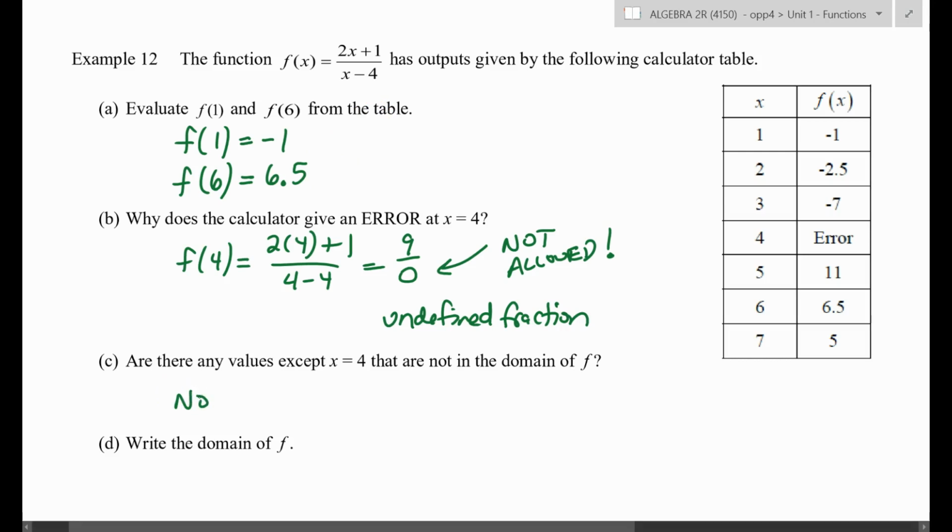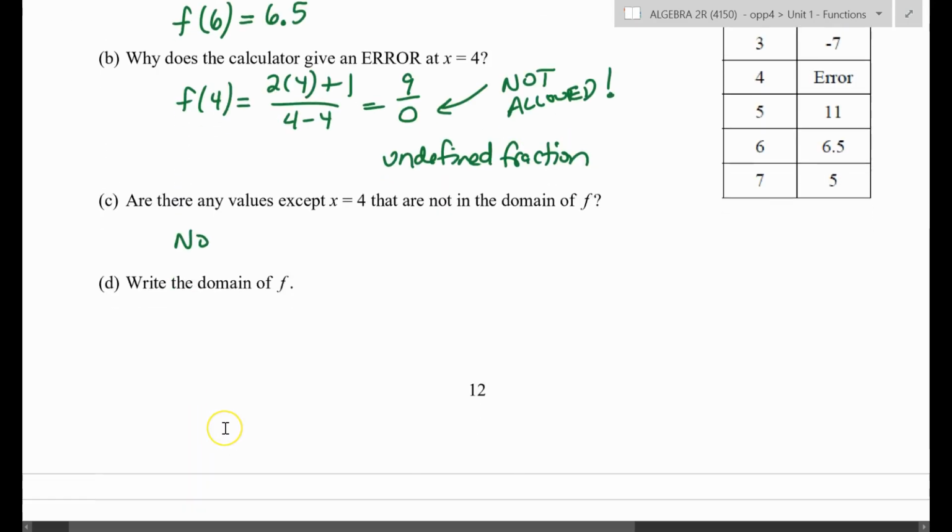No. So write the domain. Ooh. How do I write everything except for 4? So I want all values except x equals 4. So I'm going to show you a couple of different ways that I can write this. Here's one way.